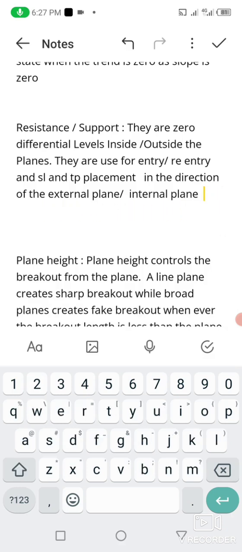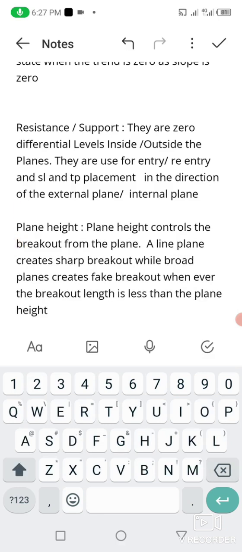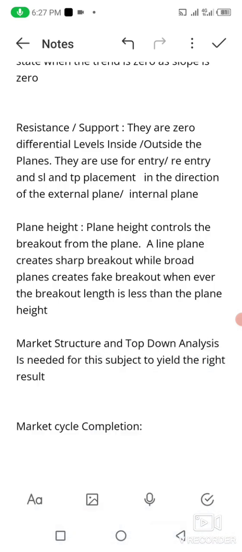That's cool. Now let's talk about the plane height. Plane height controls the breakout from the plane. A line plane creates sharp breakouts, while broad planes create fake breakouts whenever the breakout length is less than the plane height. So you have to take note of this.